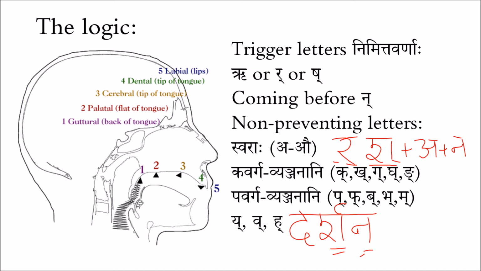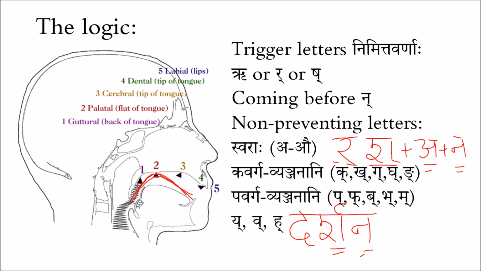So what is the shape of the tongue here? The jihva is like this, right? When we are pronouncing sha, the top surface of the tongue is at the talu position. And after that, there is a swara. Swara doesn't prevent, that's fine. But after that, there is a na. Na is in the danta position.